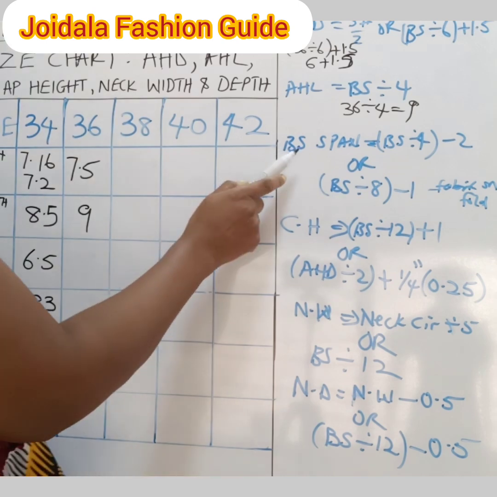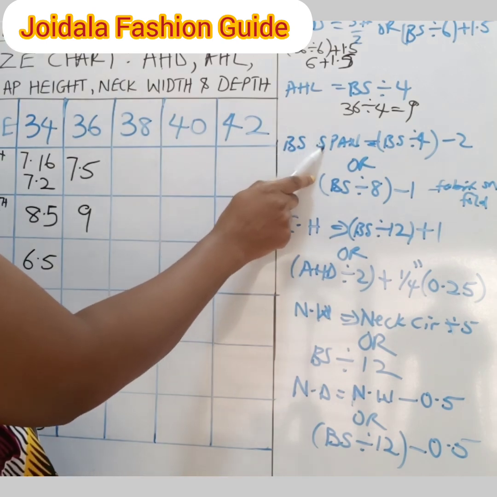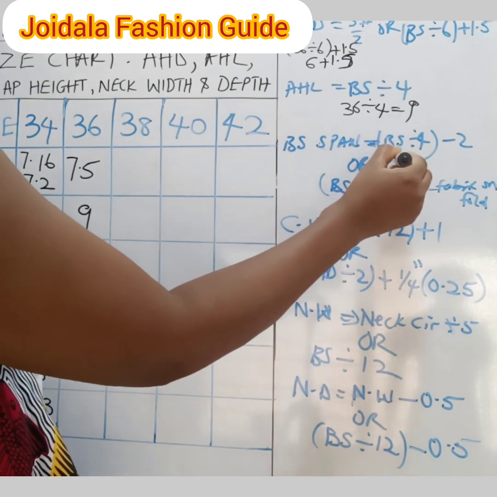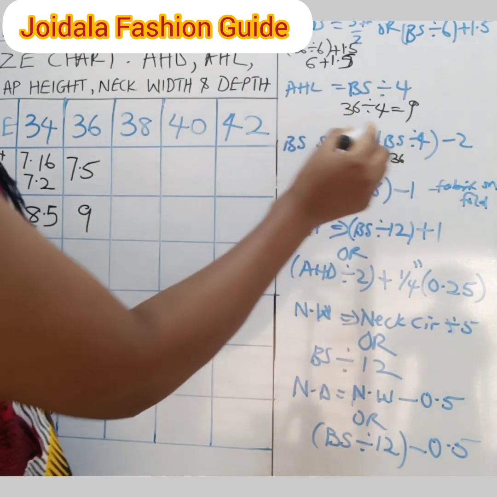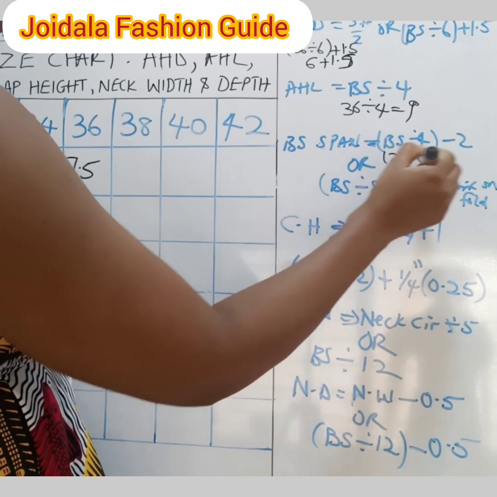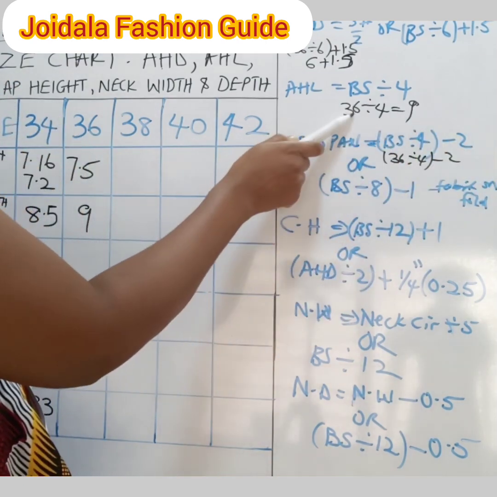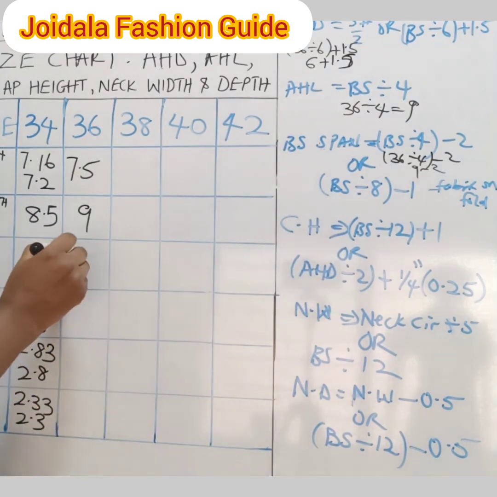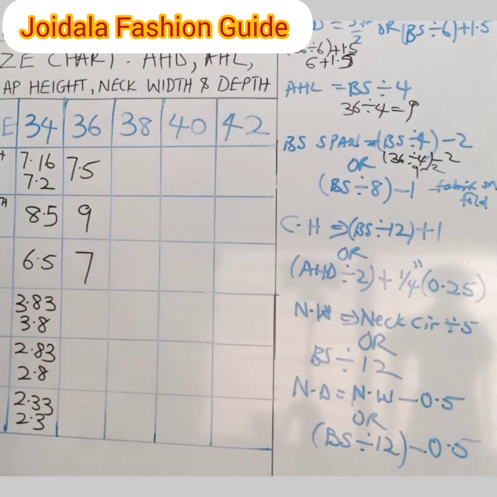Okay, then for the bust span, you just subtract 2 from this 9. Bust span, you just say 36 divided by 4, then the answer, subtract 2. So 36 divided by 4 is 9. 9 minus 2 will give us 7.